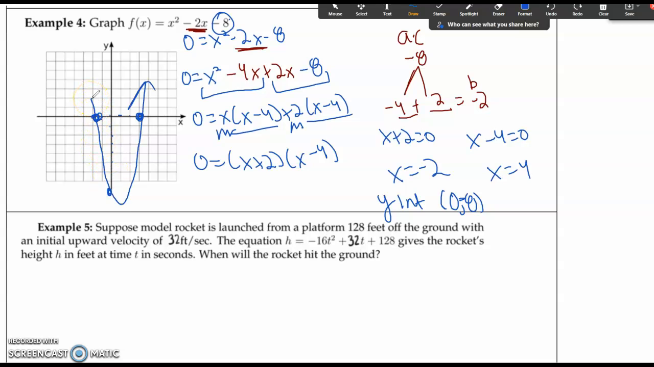So I can kind of anticipate my graph looks something like this. It makes sense my A is positive, that's opening up. So I have a situation with the rocket. This is the last problem. You guys are doing great.